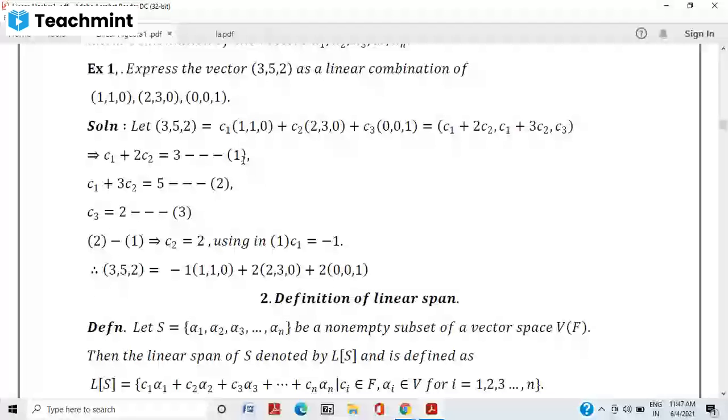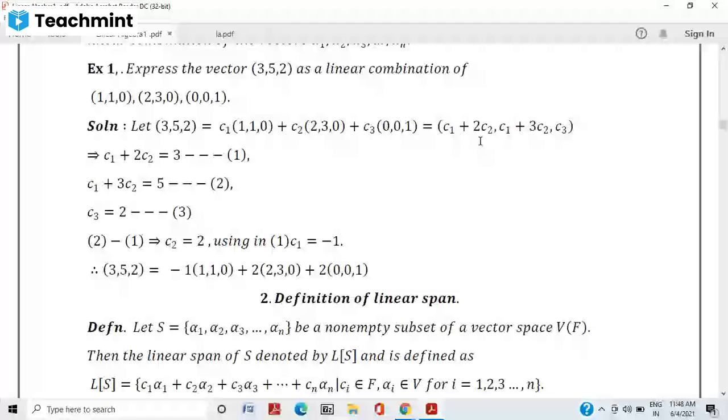How do we do it? First we should write 3, 5, 2 as, here how many vectors are there? 3 vectors. Then we write C1 alpha 1 plus C2 alpha 2 plus C3 alpha 3. Then C1 alpha 1 is 1, 1, 0, plus C2 alpha 2 plus C3 alpha 3. Then simplify that. Then we get 3 equations in 3 unknowns.